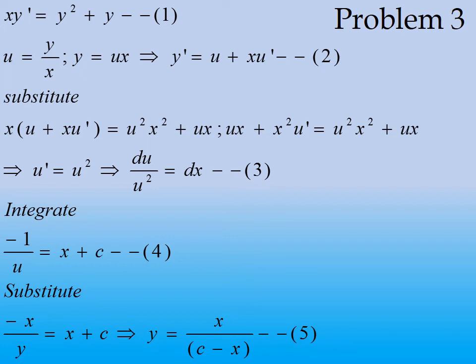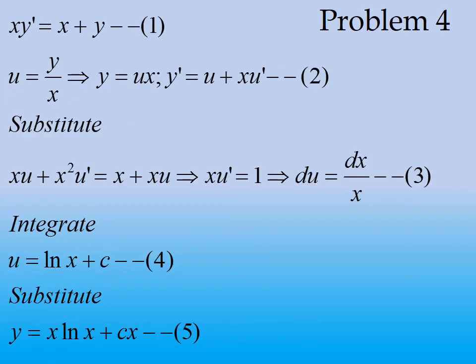Now if you integrate, then it is equal to minus 1 by u is equal to x plus c. Now you substitute the value of u is y by x. So it is minus x by y is equal to x plus c. That implies y is equal to x by c minus x. So this is the general solution of this ordinary differential equation.